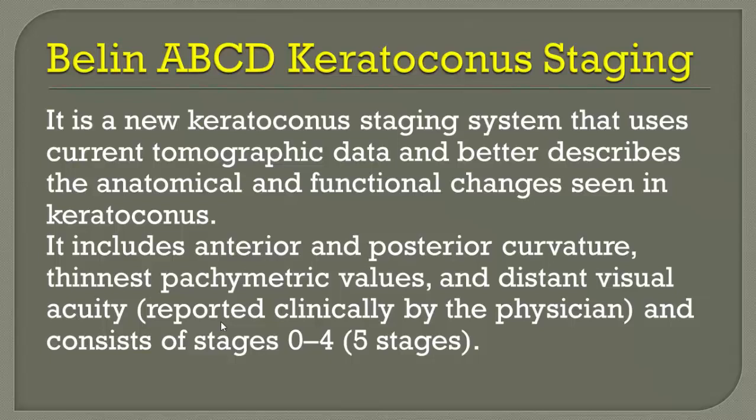There is a new staging system of keratoconus, which is called the Belin ABCD keratoconus staging. It is a new keratoconus staging system that uses current tomographic data and better describes the anatomical and functional changes seen in keratoconus. This staging system includes the anterior and posterior curvature, thinnest pachymetry values, and distance visual acuity, which is measured by the physician. And its stages include 0 to 4, which means that it includes 5 stages.